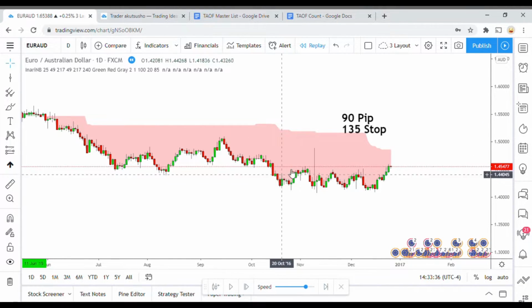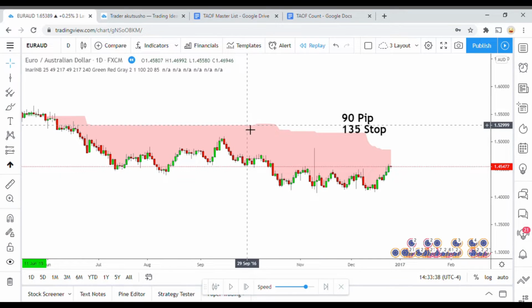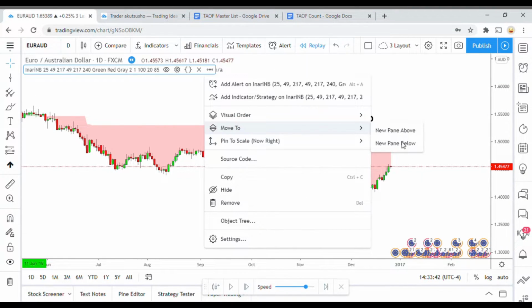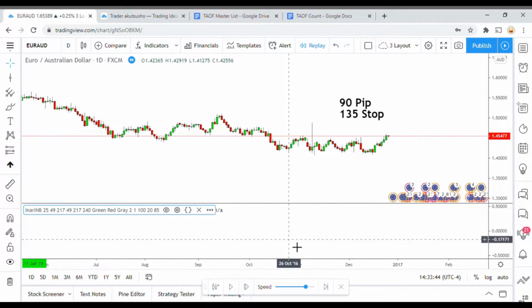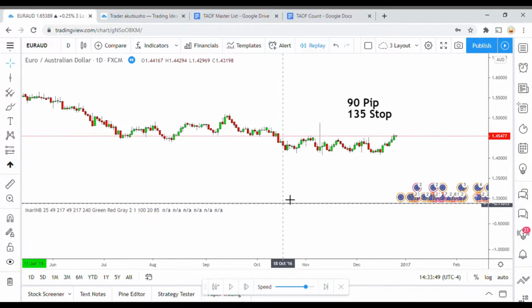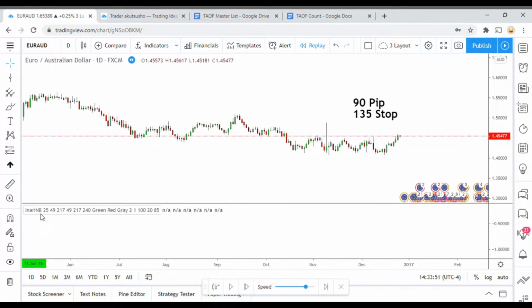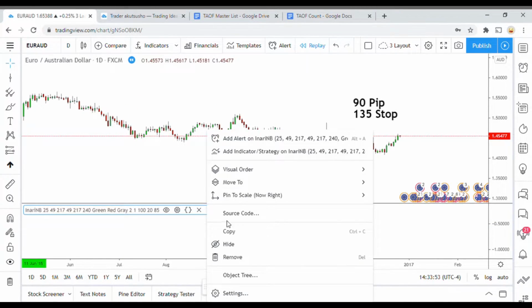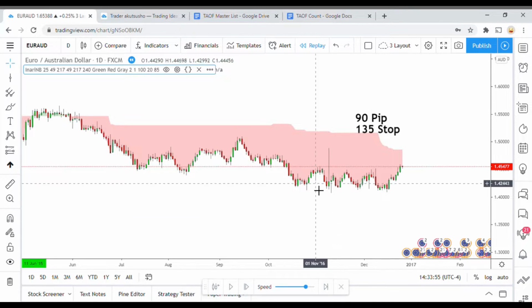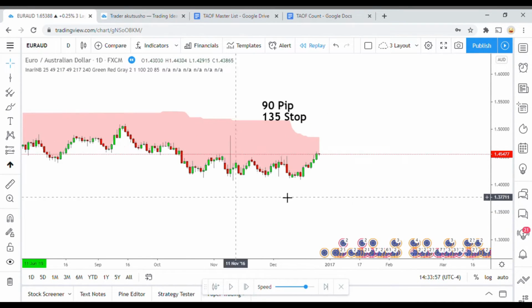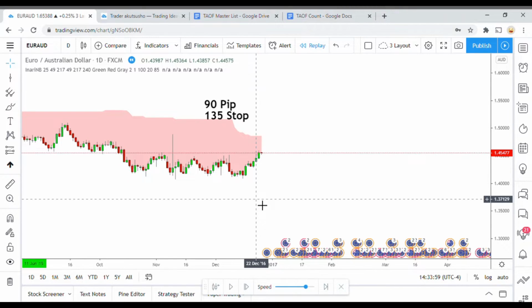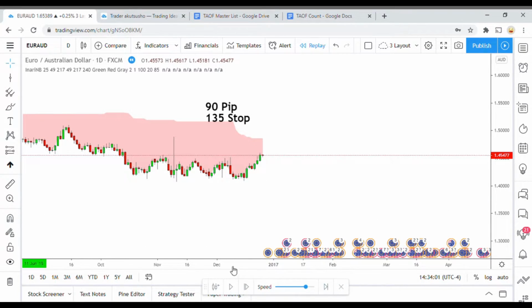And let's see if I can actually, maybe, see if I can make this work. Nope, it did not like that. I was trying to move it to a new pane down below, but yeah, that did not work out.